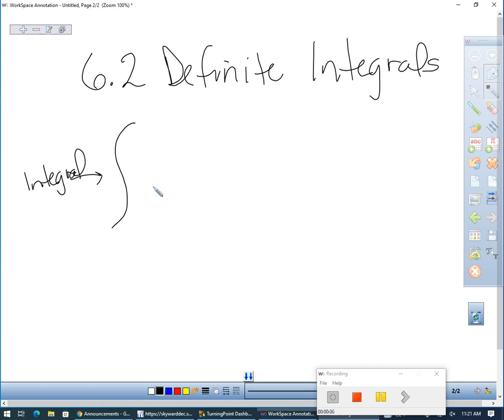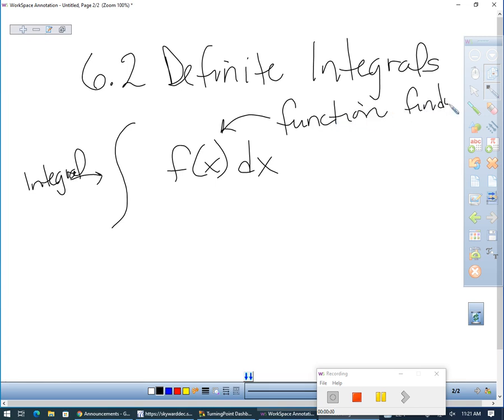Behind the integral, there is going to be a function. So I'm going to call it f of x. And we're going to put our dx after it because that's part of the symbol. This is the function that you are finding the area under, or the curve. I guess we can also say the word curve, right? That's the curve you're finding the area under.